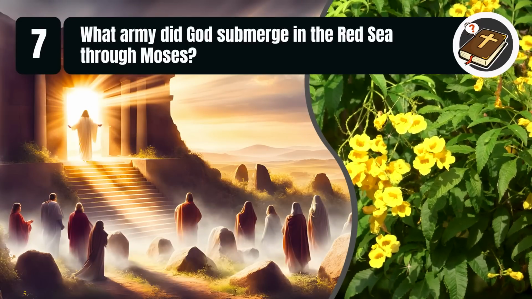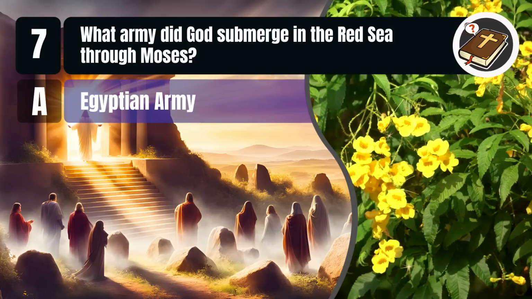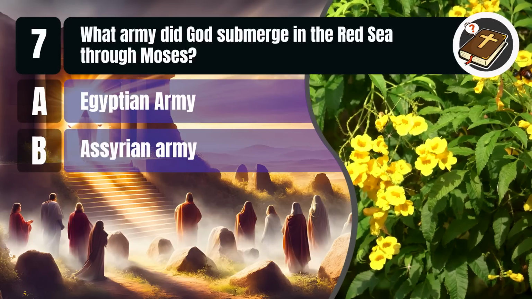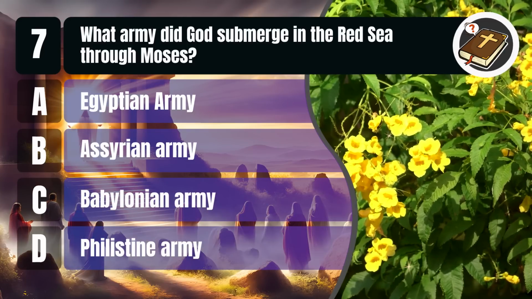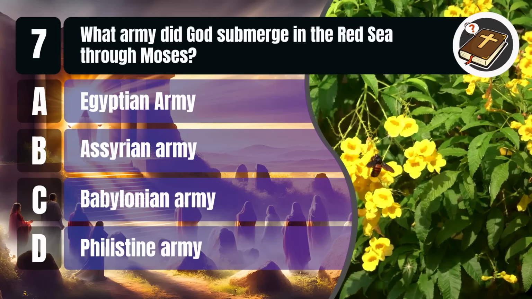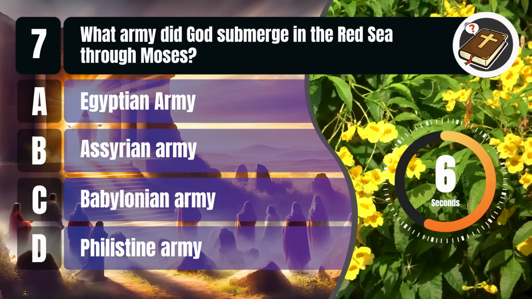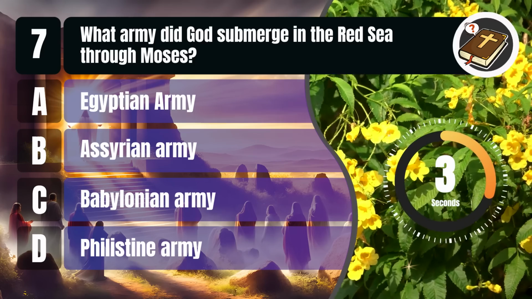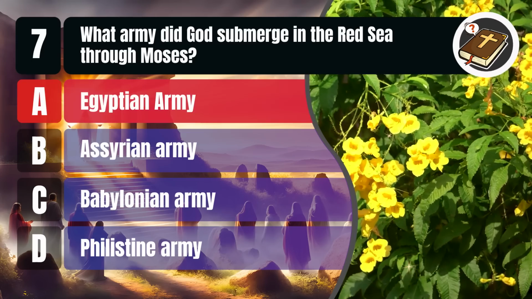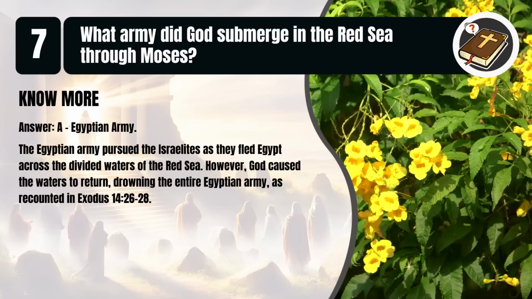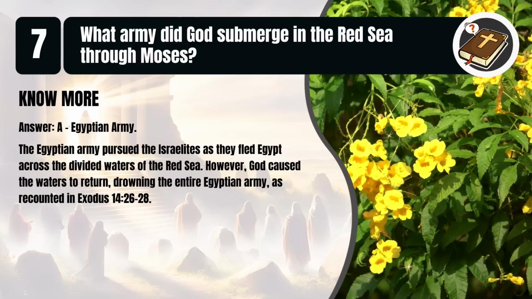Question 7. What army did God submerge in the Red Sea through Moses? A. Egyptian army. B. Assyrian army. C. Babylonian army. D. Philistine army. You get 10 seconds. That's A. Egyptian army.